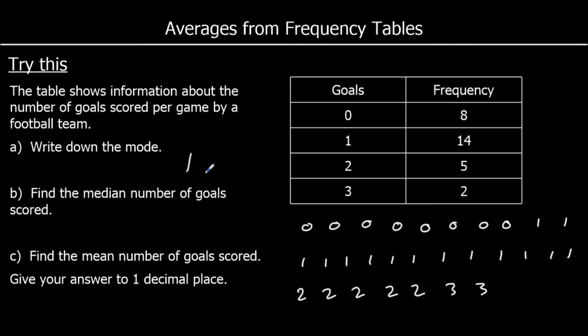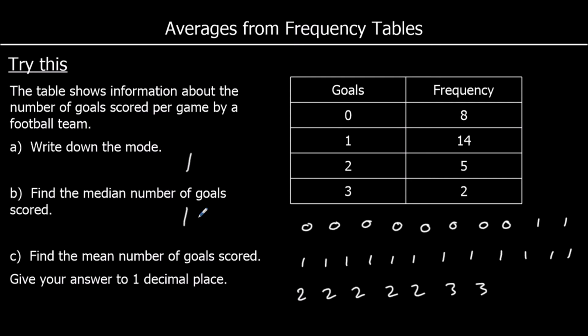The median is the middle number. So how many numbers are there in total? 8 plus 14 is 22. Plus 5 is 27. Plus 2 is 29. So the middle number is going to be the 15th one. So where's the 15th number? Well, there's 8 zeros and then 14 ones. So the 15th number must be in the ones. So the median is 1.